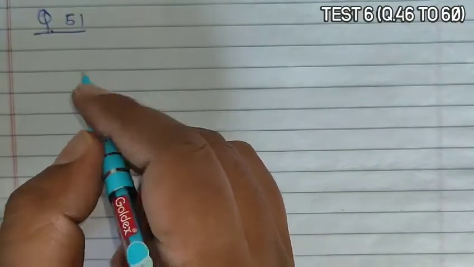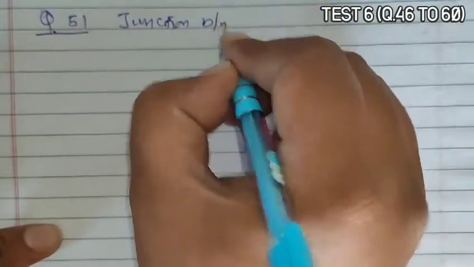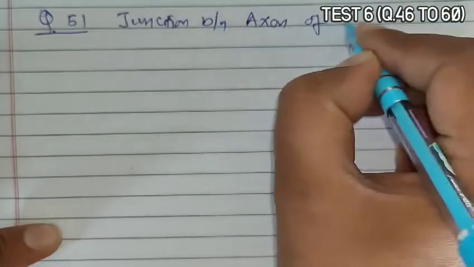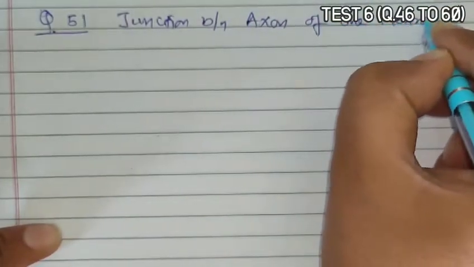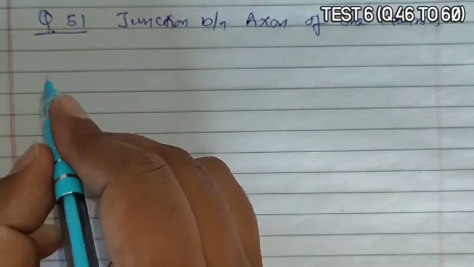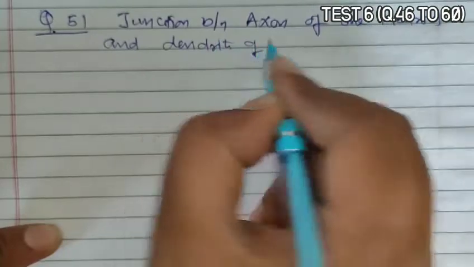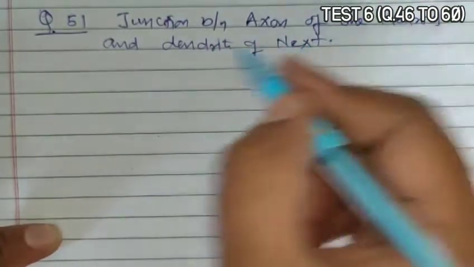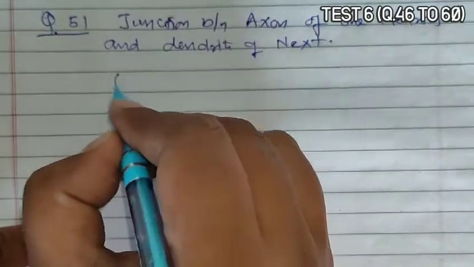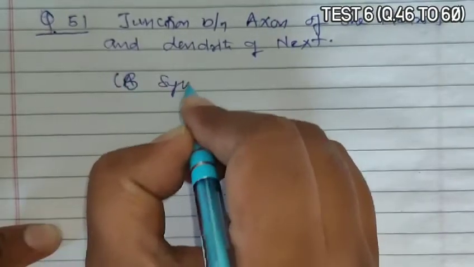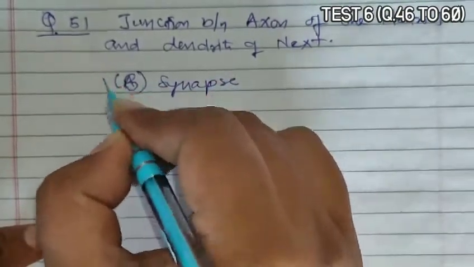Next is question 51. Question 51 asks that a junction between the axon of one neuron and the dendrite of the next neuron is called. It is a fact-based question and you know this, it is known as the synapse. So B is the correct answer.